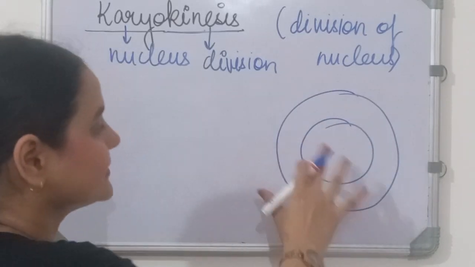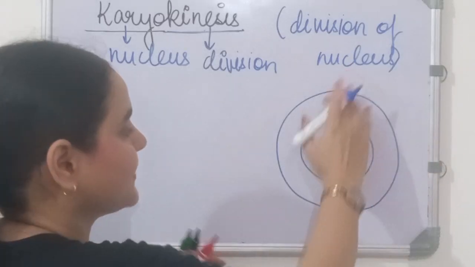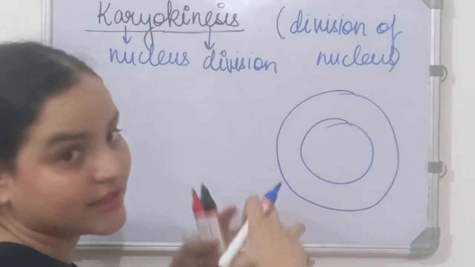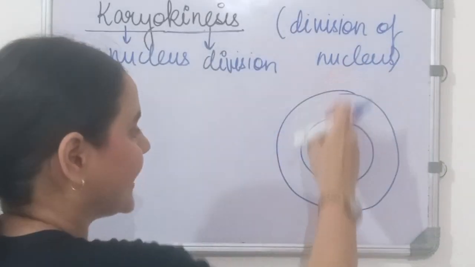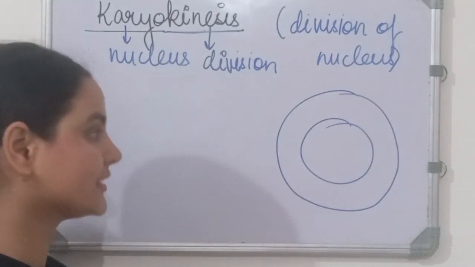First, the division will happen in nucleus, followed by division in the cytoplasm. This cytoplasm will divide from the center and it will form 2 cells. We will study about cytokinesis later.